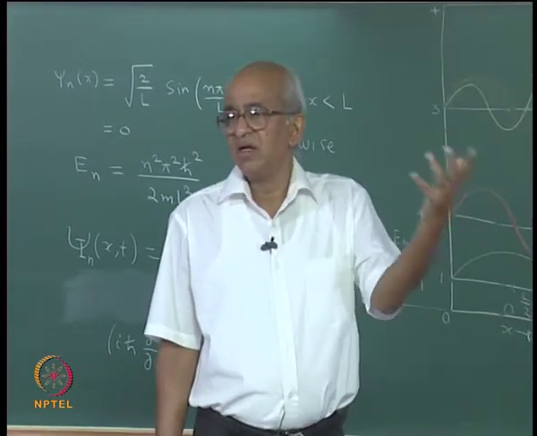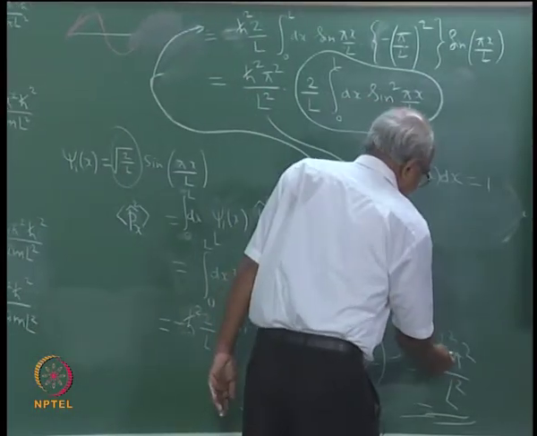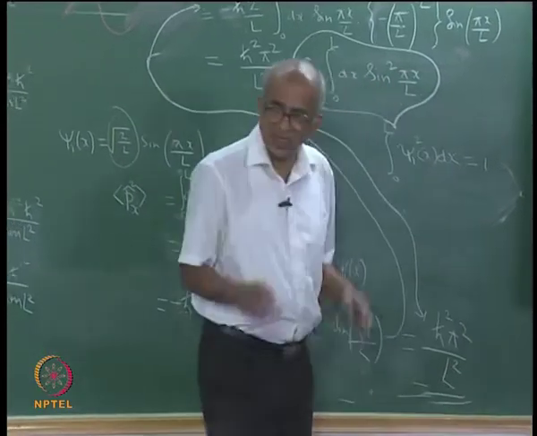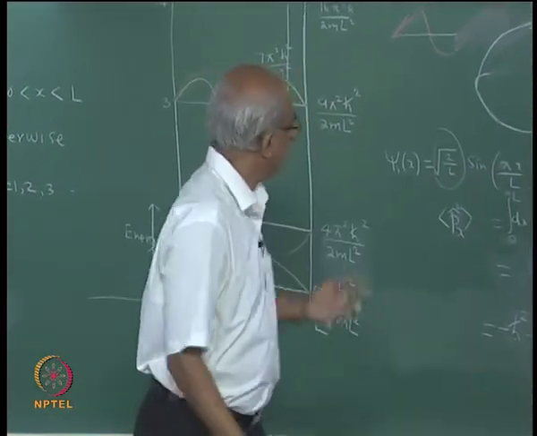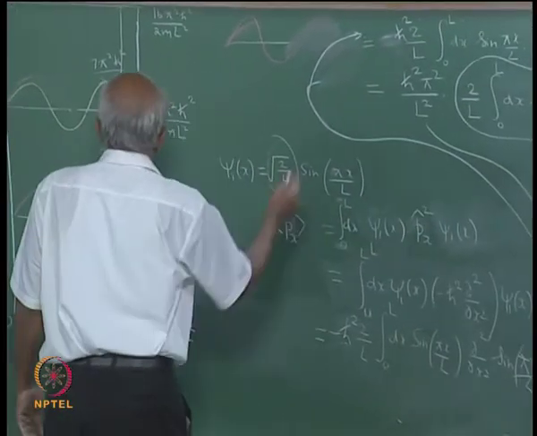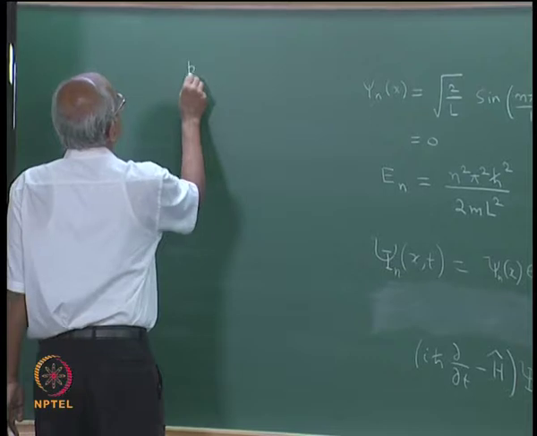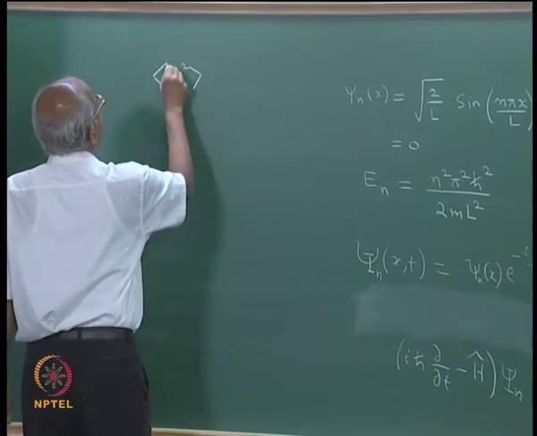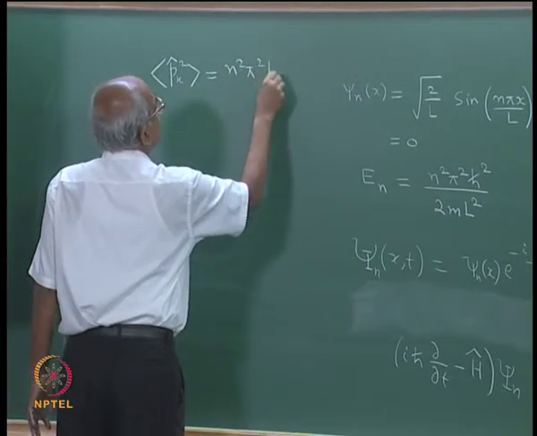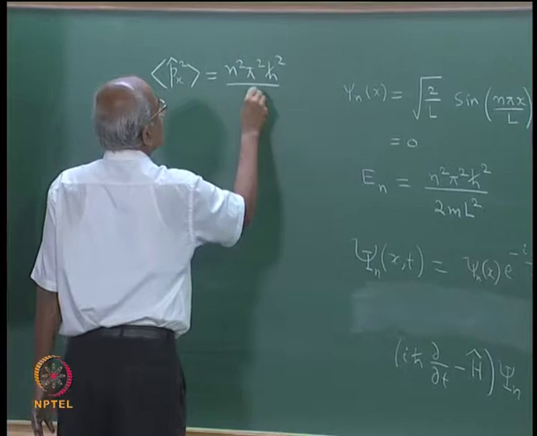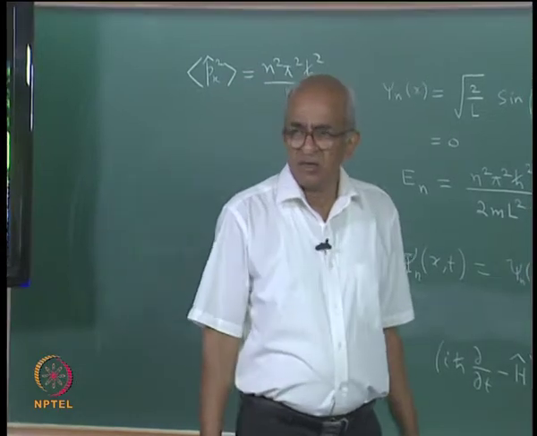So, therefore, the final answer in such a situation would be not just pi square h cross square by L square, but n square pi square h cross square by L square. So, for a general state, what would be the value of Px square average? It would be simply n square pi square h cross square by L square.